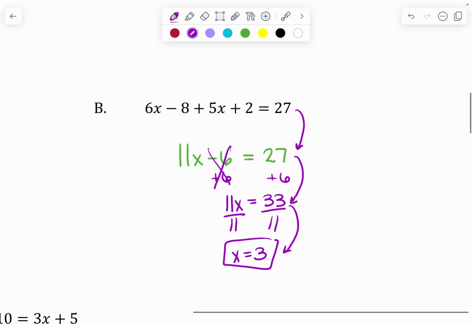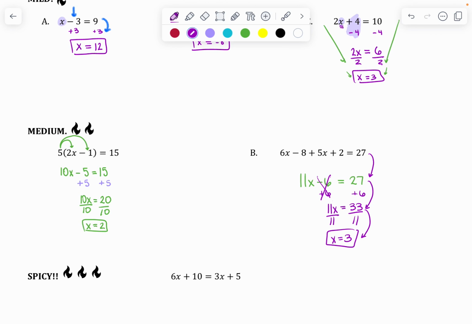Okay, take a second. Jot down anything that you might think is important. I'll give you like 30 seconds.